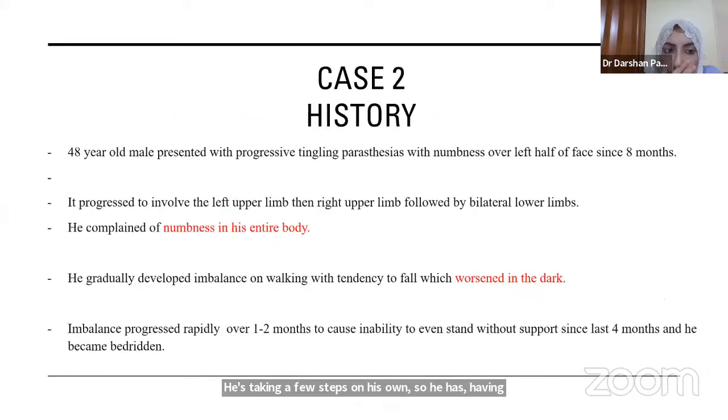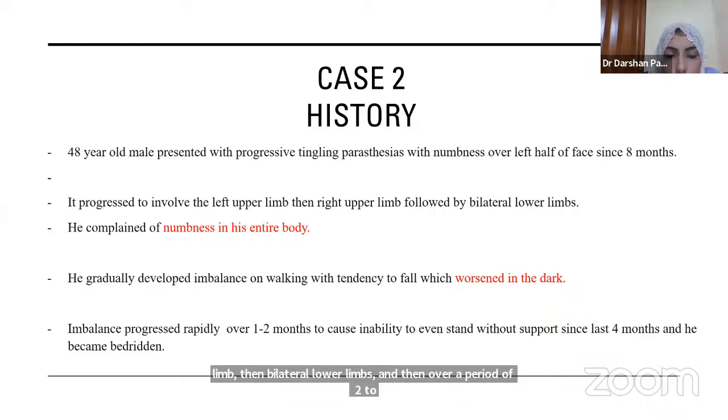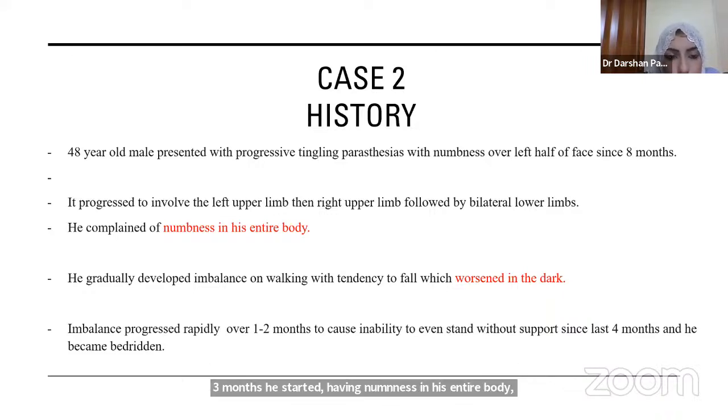My second case was a 48-year-old male. He presented with progressive tingling, paresthesias, and numbness, which first started in the left half of his face 8 months back. Then it progressed to the left upper limb, then the right upper limb, then both lower limbs. Over a period of 2 to 3 months, he started having numbness in his entire body. He could still feel temperature differences of hot and cold water and touch sensations in his entire body, but his body was numb, is what he said.